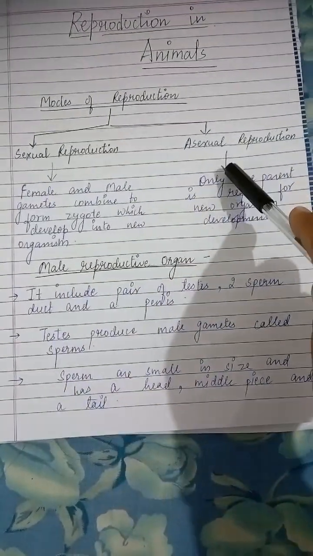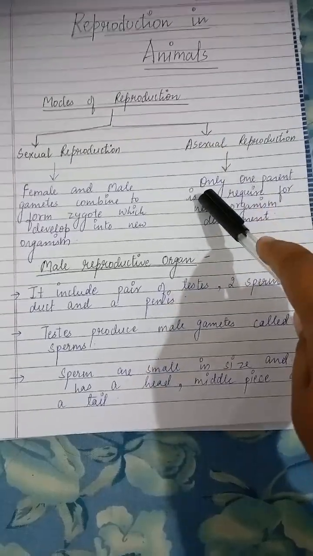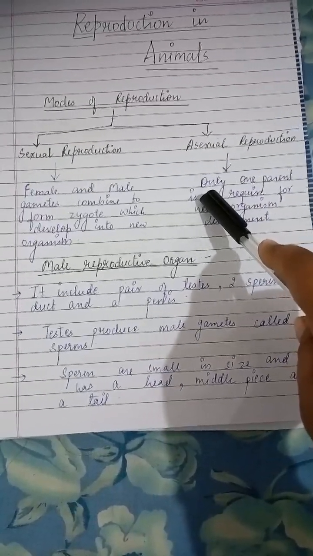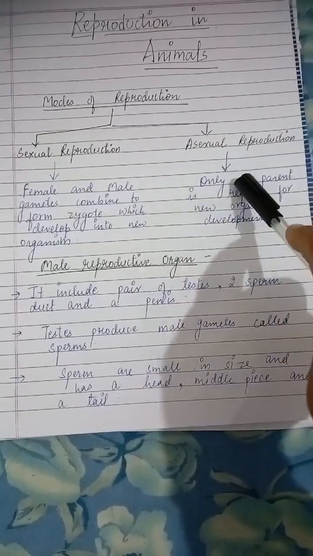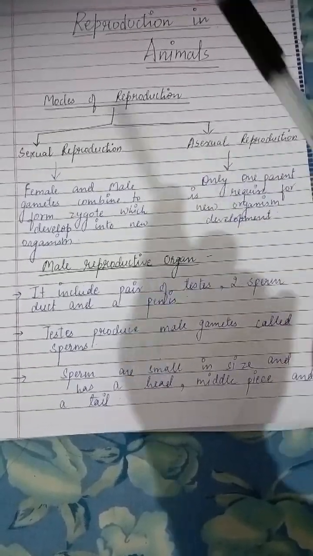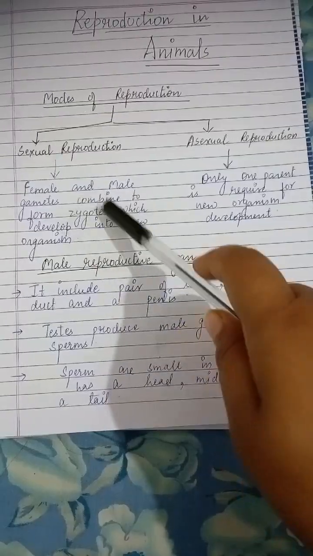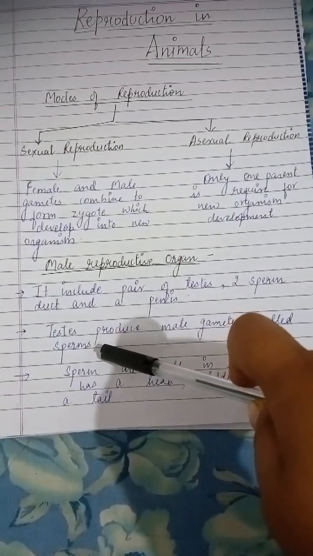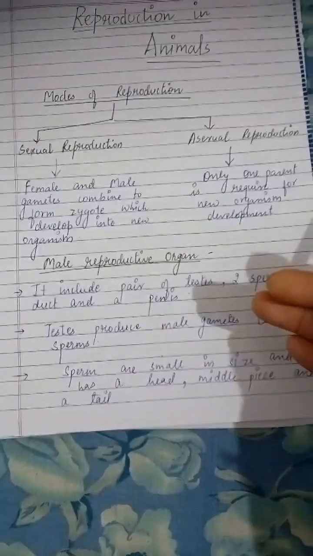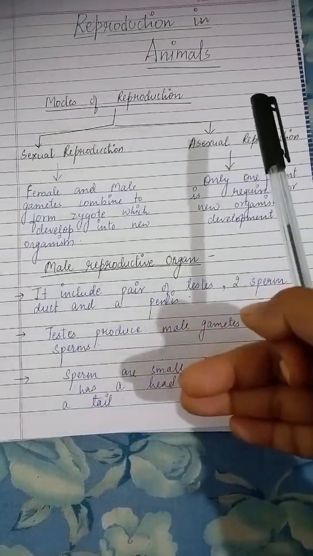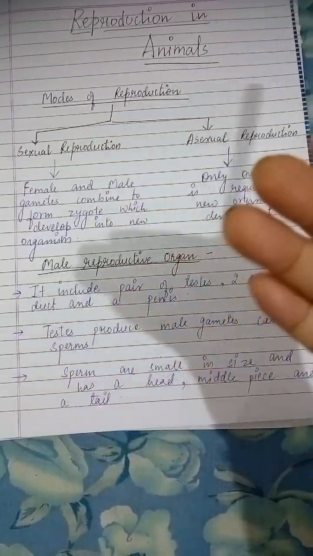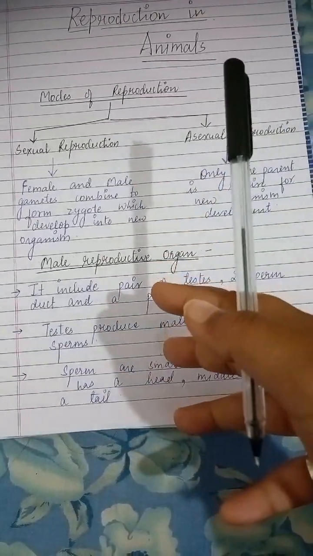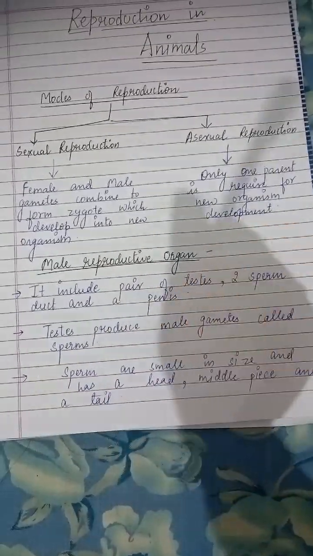Talking about the asexual mode of reproduction, only a single parent is required to give birth to a new individual. There is no fusion of male and female gametes. And what are those gametes? We will discuss those gametes in detail: which are the parts in male and female reproductive structures, what types of gametes they produce, how they develop into a new individual, and the rest of the process.